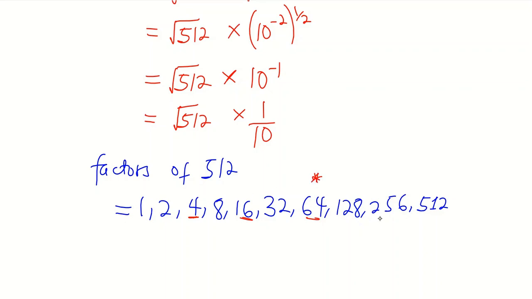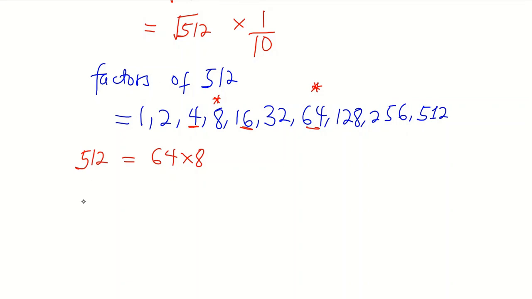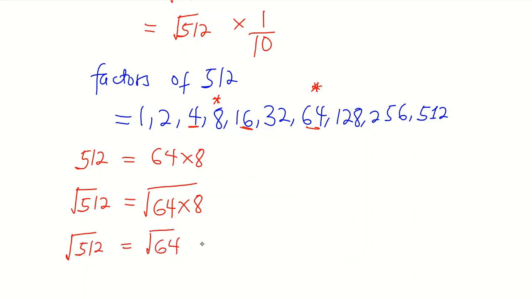What number among the factors of 512 when multiplied by 64 gives us 512? And that number here is 8. So it implies that our 512 now is the same thing as 64 times 8. Now we want to reduce square root of 512, so square root of 512 is going to be the same thing as square root of 64 times square root of 8.